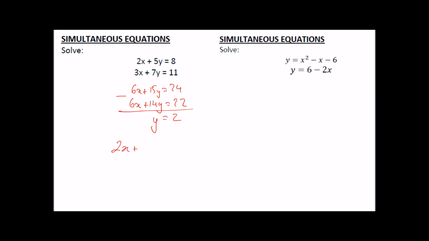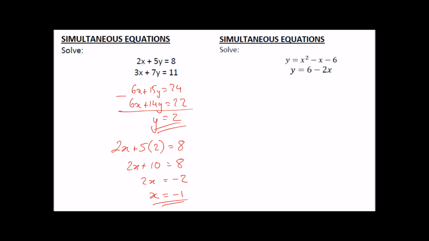So I'm going to do 2x plus 5 lots of y. Now I know that y is 2, gives me 8. So 2x plus 10 is 8. So 2x must be minus 2. So x must be minus 1. So our values are y is 2 and x is minus 1.